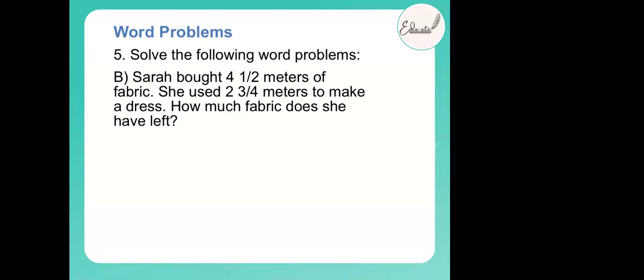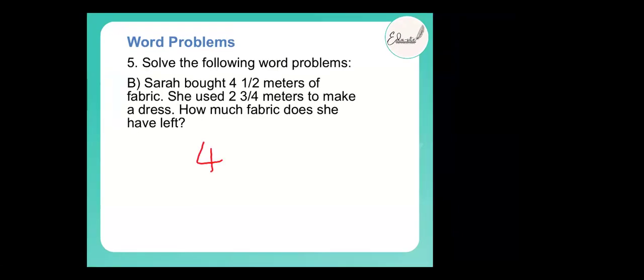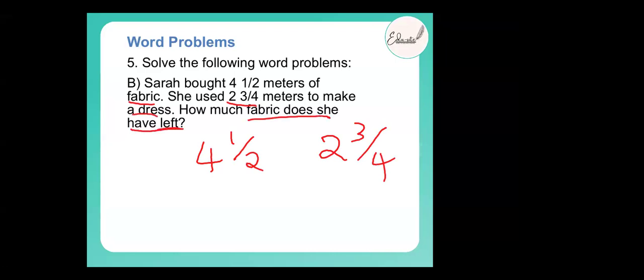Yes. Sarah bought 4 whole 1 over 2 meters of fabric. It is called meters. The fabric is measured in meters, right? So it is 4.5 meters of fabric. She used 2 3 by 4, 2 and a quarter, right? Meters to make a dress. How much fabric does she have left?